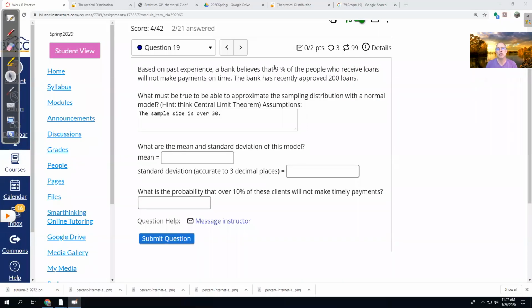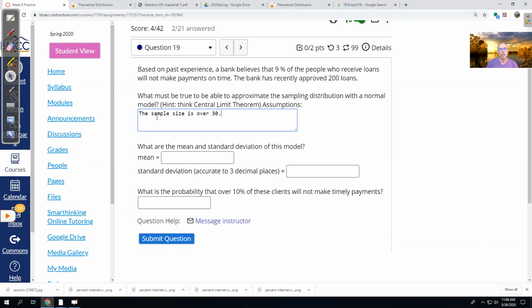Here they have 9% will not make payments on time. 9% of 200 is 18 people. And so the other 182 people do make payments on time. So 18 is bigger than 5 and 182 is bigger than 5. So the successes and the failures here are both bigger than 5. So I'm okay there too. But this is the main thing I was looking for.